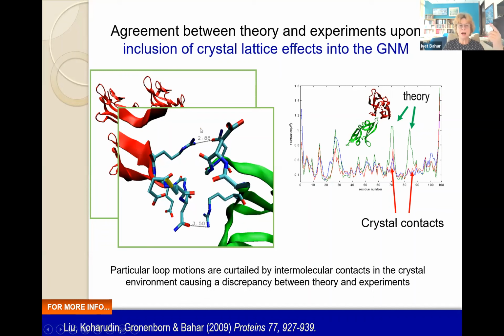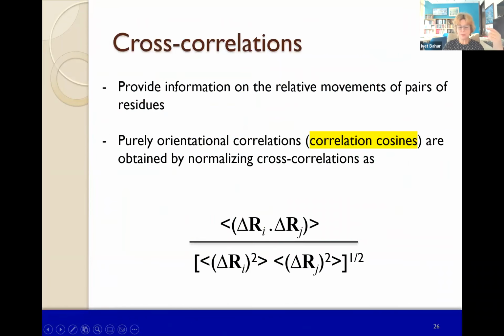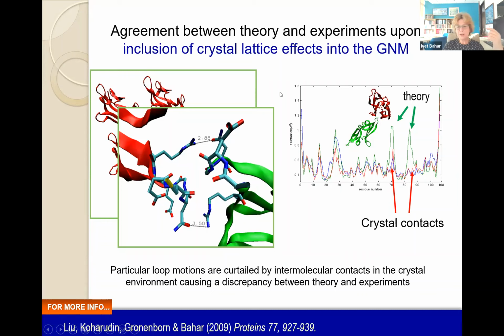Now, if we repeat our computations using this pair of proteins or the entire protein in this crystal environment, we practically reproduce the experimental B factors. So we make the theory as if we are representing now the crystal environment. But in reality, the protein itself would undergo much larger fluctuations at these positions. So one needs to be careful.